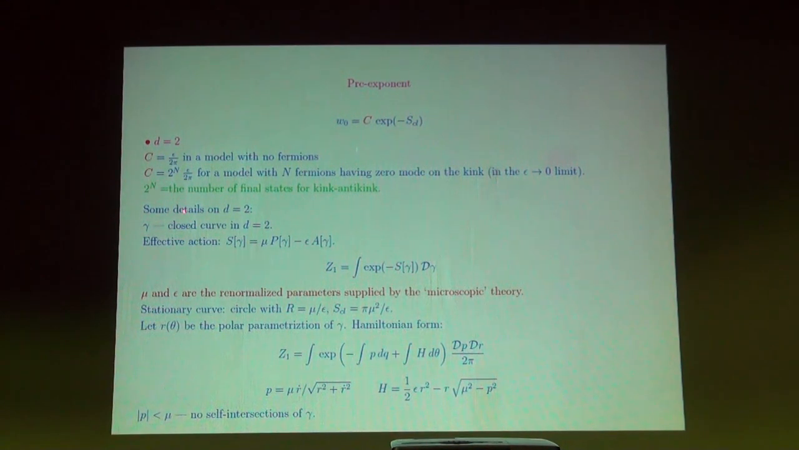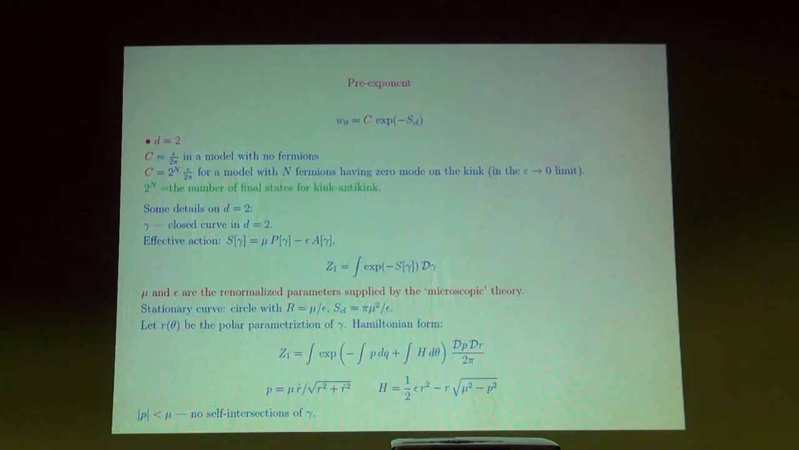And there are all sorts of variations of this result, for example, in a model where there are fermions coupled to the scalar field, and those fermions have zero modes in the transition region. Then the bubble emerges in the Minkowski space carrying fermions on it. So there are more final states, and that enhances the probabilities 2 to the power n. It costs no energy since the fermion is a zero mode. It doesn't take any energy, but it creates a new state with a different number.